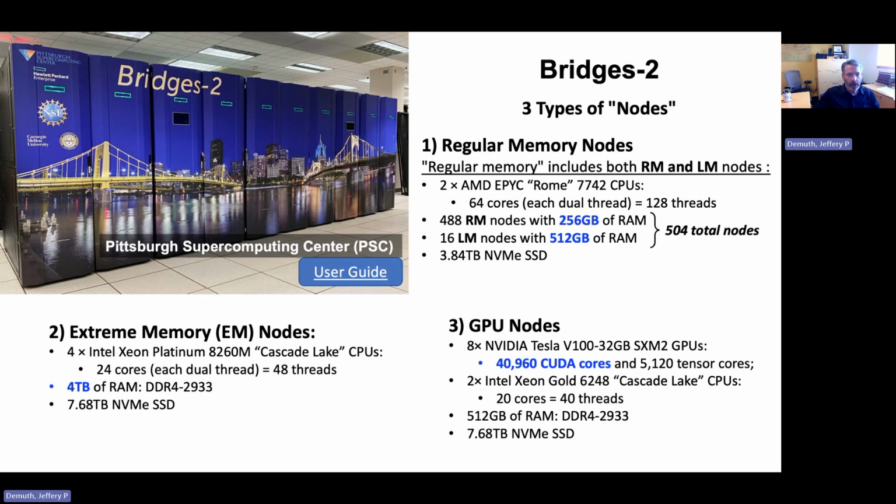Okay, so Bridges-2 specifically, three main types of nodes. There's a regular memory node. Won't just walk through all of these. An extreme memory node, right? Talking about compute versus memory limited jobs. And then the GPU nodes. So I talked about having lots of cores. There are 8 NVIDIA nodes on Bridges-2 that have a total of almost 41,000 cores, compared to less than 10,000 CPU cores.